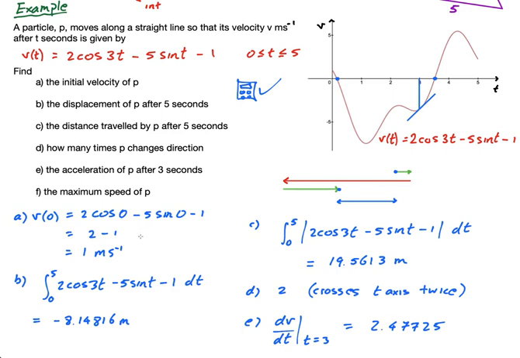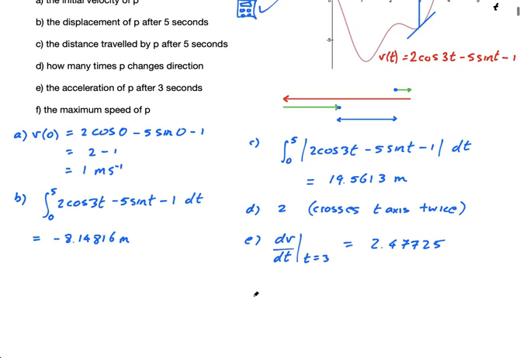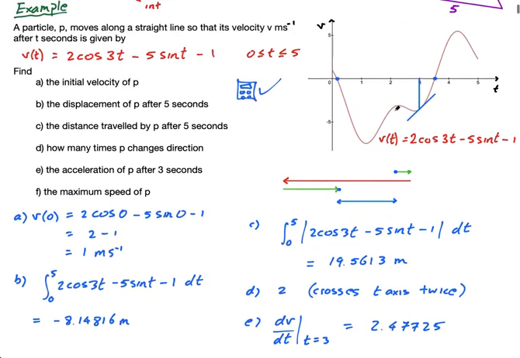Okay, final question. Find the maximum speed of P. I've thrown in this question to make sure you understand the difference between velocity and speed. So let's just find it on the graph. Where is the maximum velocity? This is velocity and this is time. Where's the maximum velocity? Well, it's certainly at that point somewhere over here. That would be the maximum velocity. But remember, for speed, it doesn't matter if we're going forwards or backwards.